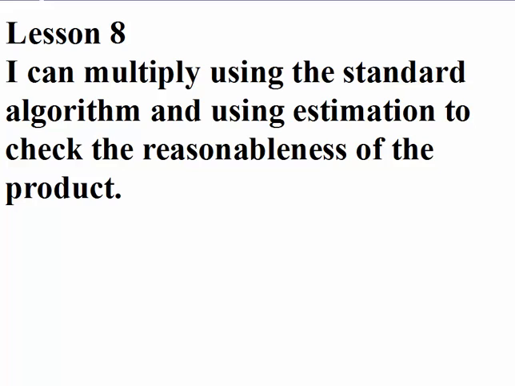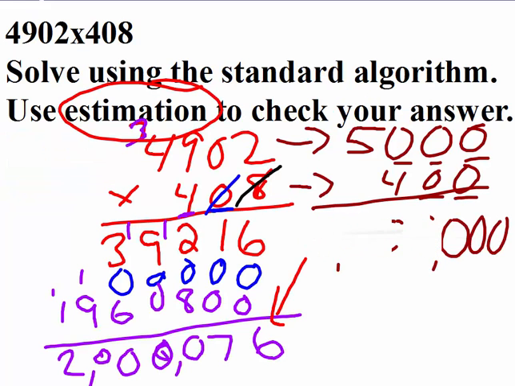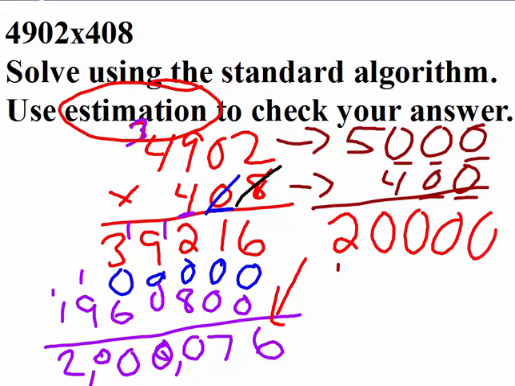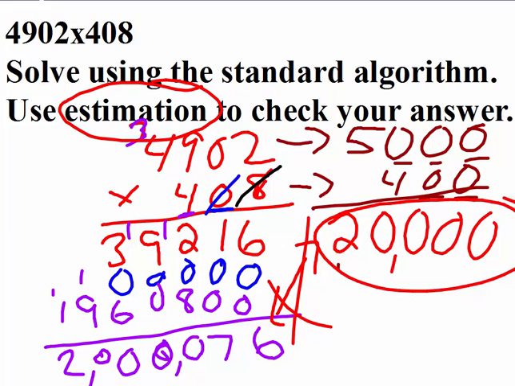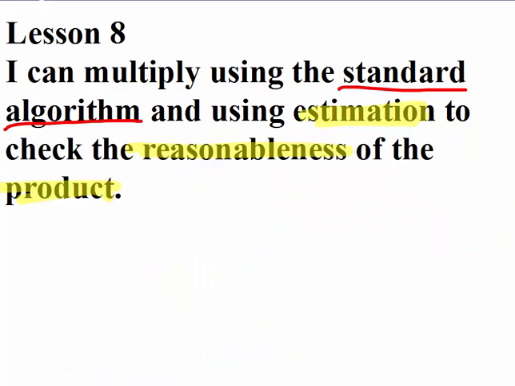Alright, so let's revisit our I can statement. I can multiply using the standard algorithm. Well, that's what we did. That's just when we stack them and multiply. And we use estimation just to see if my answer made sense. Was it reasonable? If it wasn't reasonable, I would go back and check my work. So for example, if instead of getting 2 million I got 20,000, I know these are not close together. So I'd go back and check either my estimate or my answer and see where my mistake was.